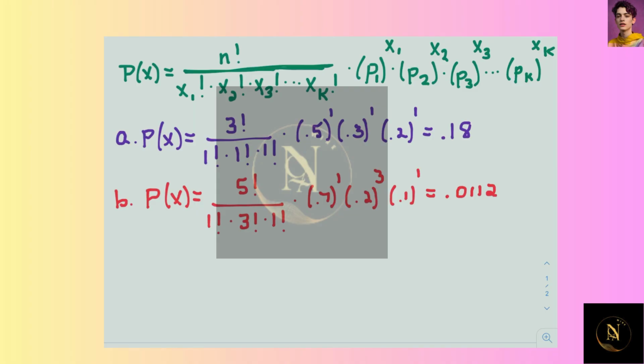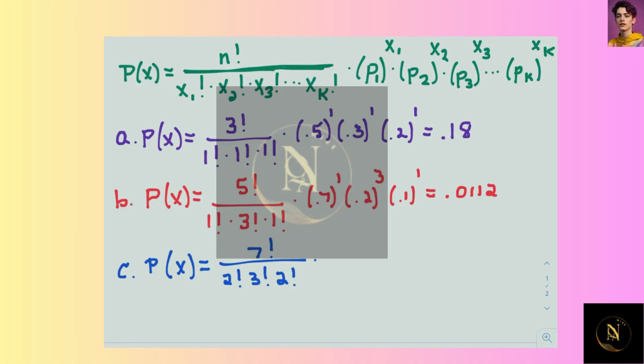And for part C, same formula. So p of x equals, and in this case, n was 7, so 7 factorial would be on the top. Again, we have 3 events. x sub 1 is 2, so we'll have 2 factorial. x sub 2 is 3, and x sub 3 is 2.